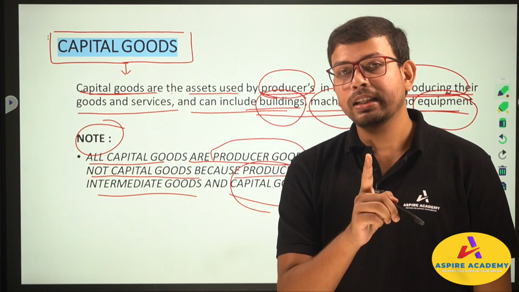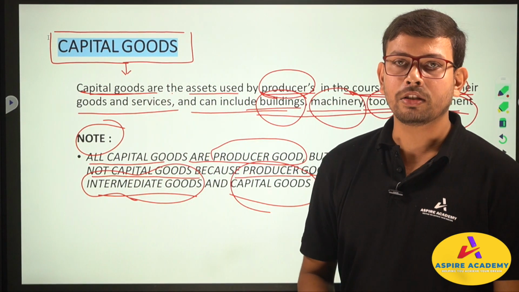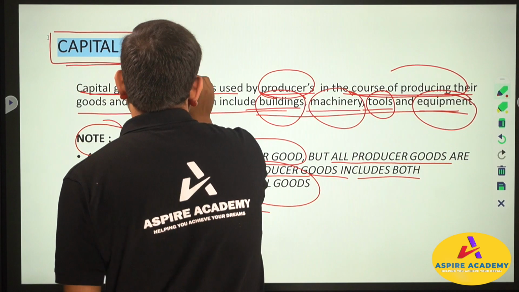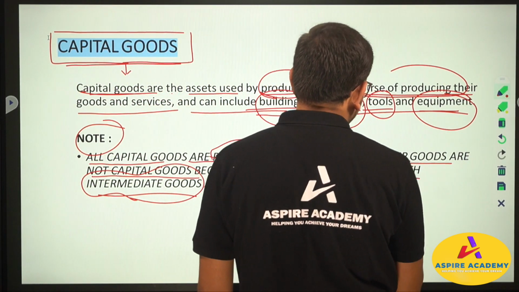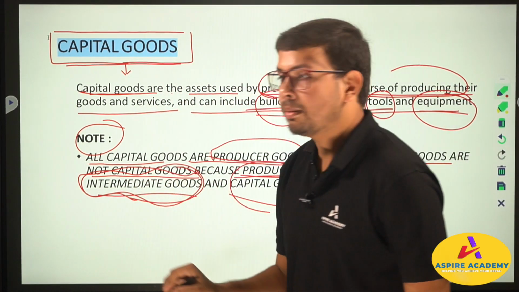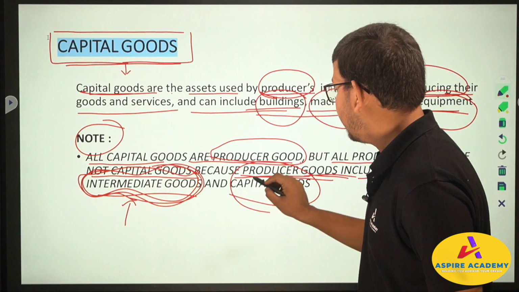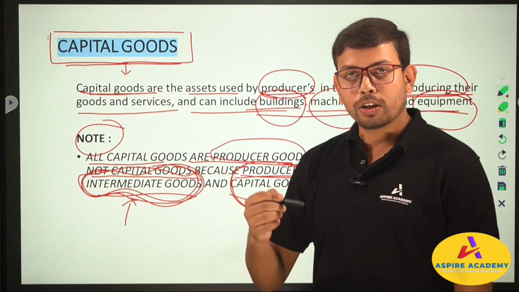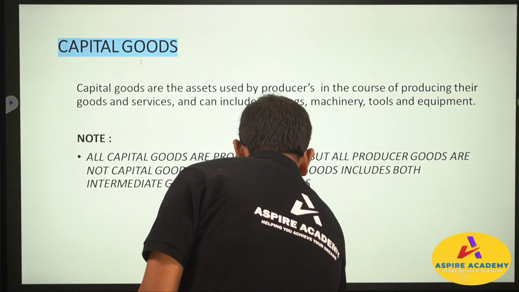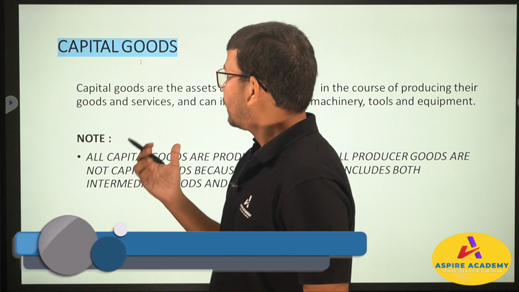Who is the individual who adds the value that needs to be added to intermediate goods? It's not the consumer, it's the producer. So we consider every capital good to be a producer good, but every producer good is not a capital good, because producer good includes both. The first is intermediate goods, where the producer adds the value that needs to be added, and the next is the capital good, which is used in the process of further production of goods and services. Is it clear? I hope this is very clear, because this is not a very tough topic to understand.